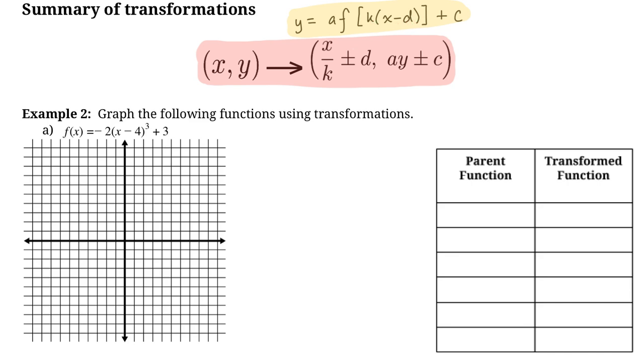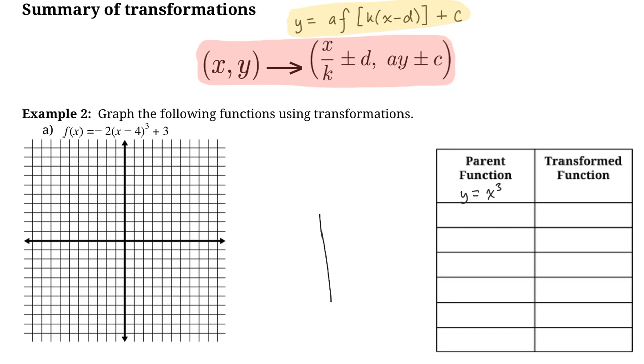So remember, you're going to take your x coordinates and divide by your k value, and then you're going to add or subtract whatever your d value is. So we got our function right here, and we got to identify the parent function. And our parent function is y is equal to x cubed. That's our cubic function because of that cubed there.